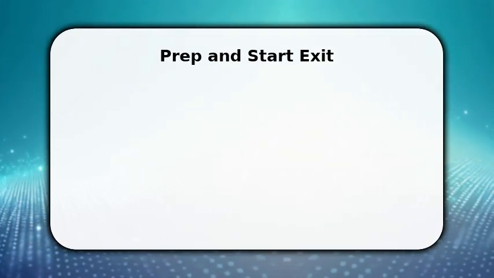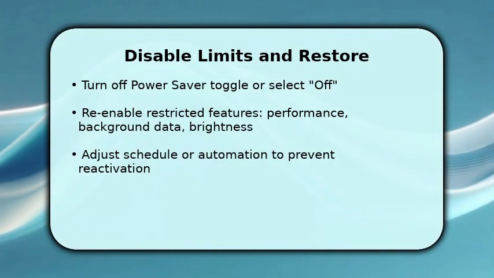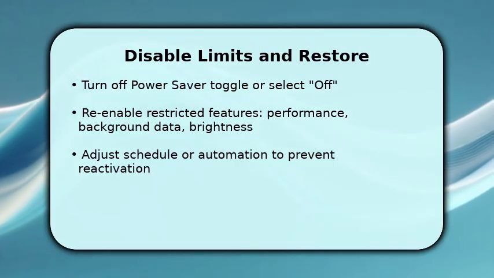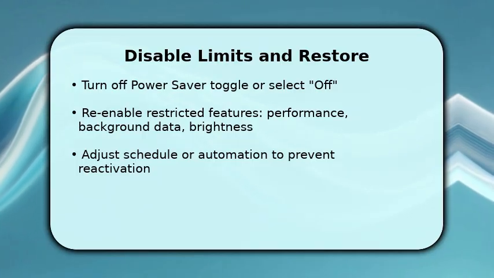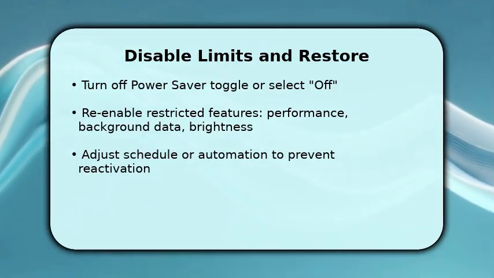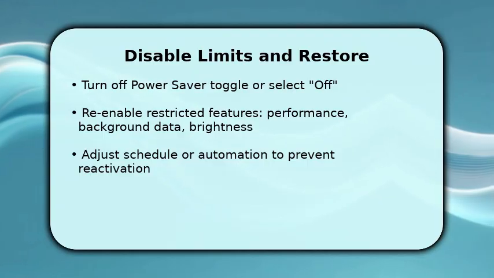If a scheduled rule exists, tap into schedules to prevent automatic reactivation. Now disable the saver and restore restrictions. You'll switch the main power saver toggle off and then re-enable key features like background data, higher CPU performance, and automatic brightness if they were lowered. Make sure to check app restrictions so notifications and syncing resume.